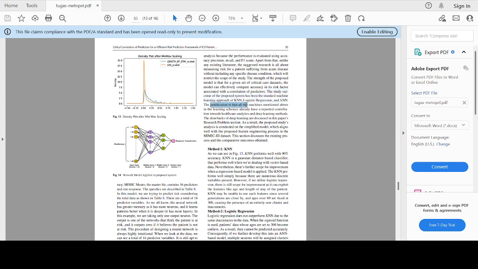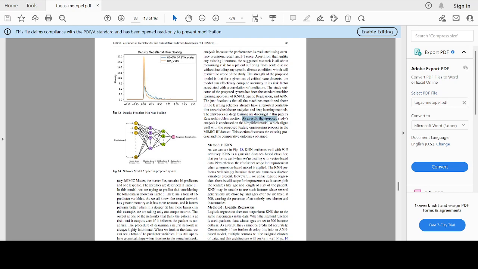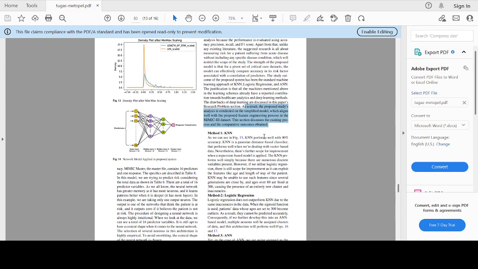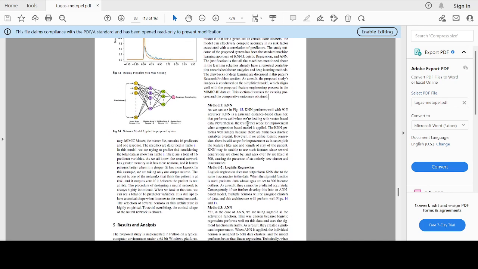The justification is all that the machines above. Okay, they finally provide the justification. Deep learning systems have already reported contributions towards healthcare analytics. The drawbacks of deep learning are discussed in this paper's research problem section. As a result, the proposed study's analysis is conducted on simplified models, which aligns well with the proposed feature engineering in the MIMIC dataset. This section discusses the existing process and the comparative outcome obtained.